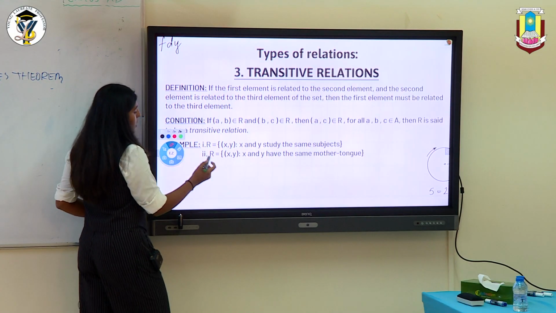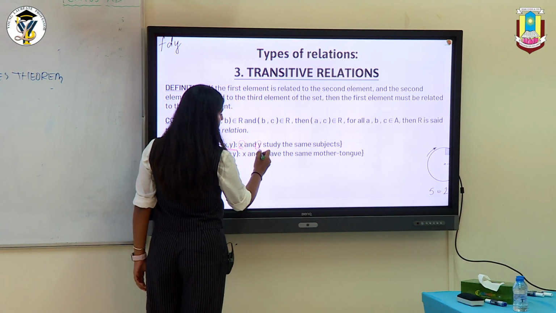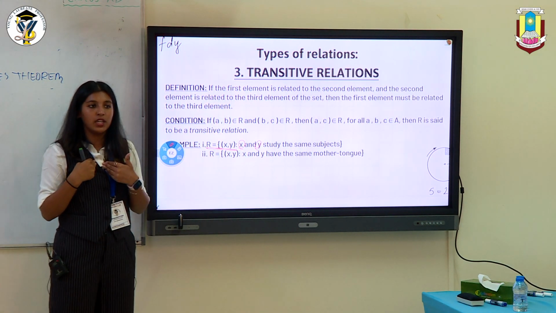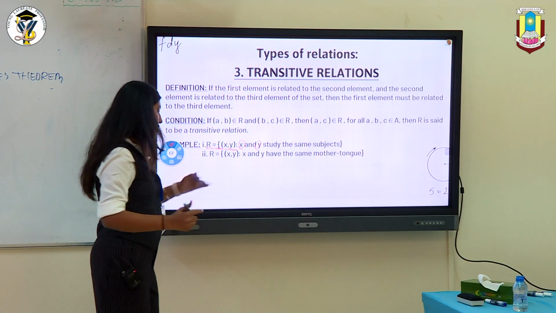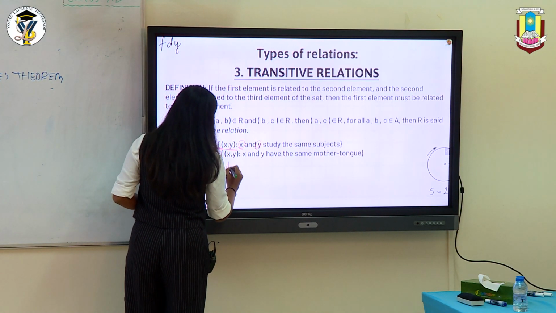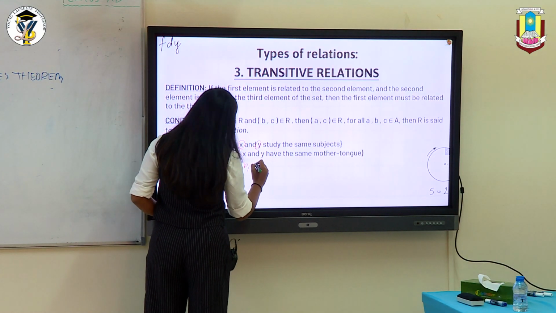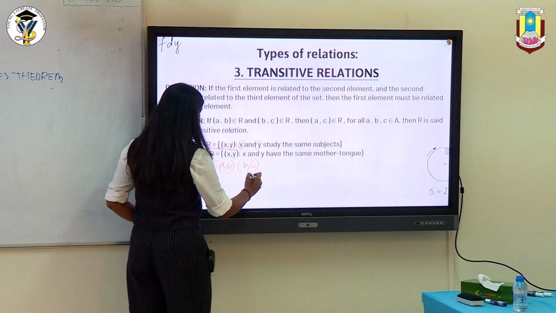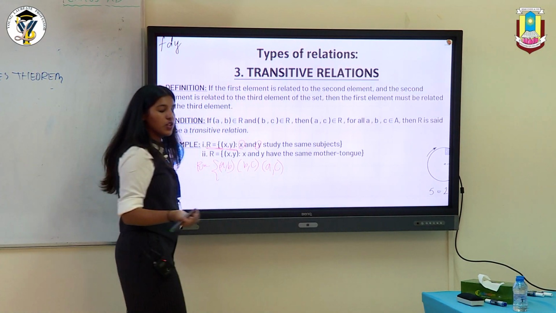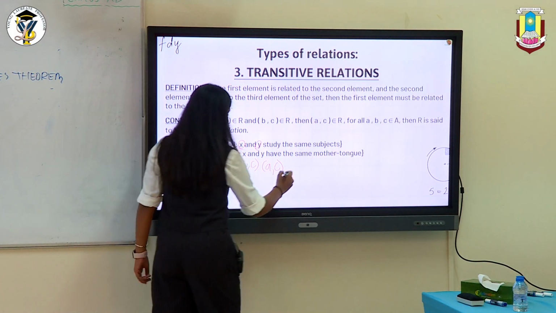So, for R equals x, y such that x and y study the same subjects. I study biology, my two other friends also study biology. So that gives us a relation. Me and my friend study biology. My friend and my other friend also study biology. But me and the other friend also study biology. But I study bio and one of my other friends studies English, let's say.